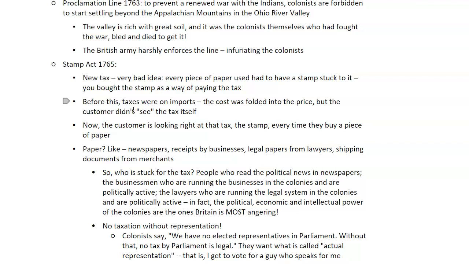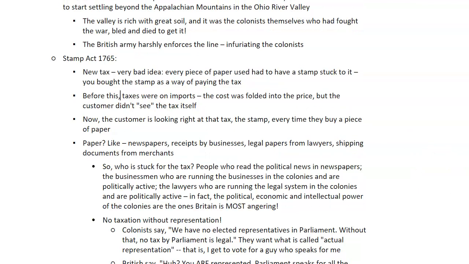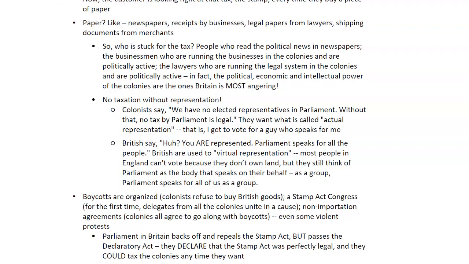And paper? Let's think about that. What paper are we talking about? Well, newspapers, receipts by businesses, legal papers from lawyers, shipping documents from merchants. So who is stuck for the tax? People who read the political news in newspapers. Businessmen who are running the businesses in the colonies and are politically active. The lawyers who are running the legal system in the colonies. In fact, the political, economic, and intellectual power of the colonies are the ones Britain is most angering by this tax.